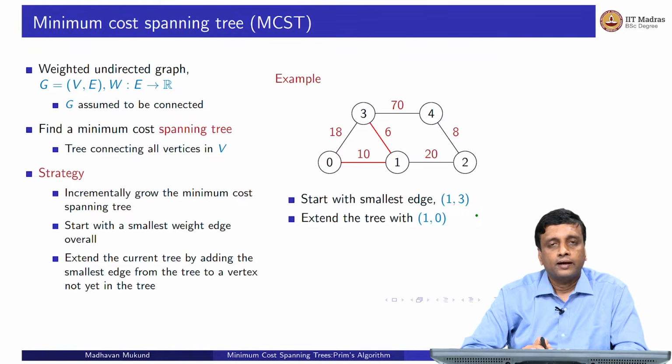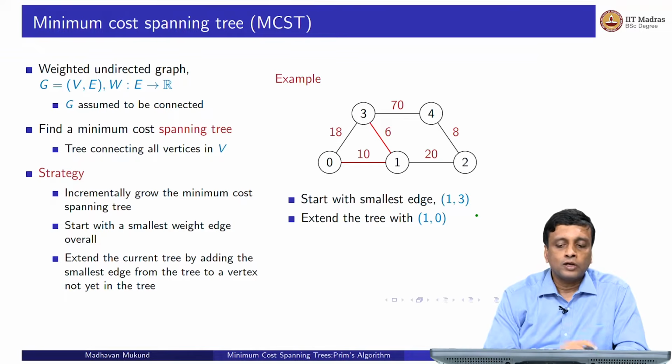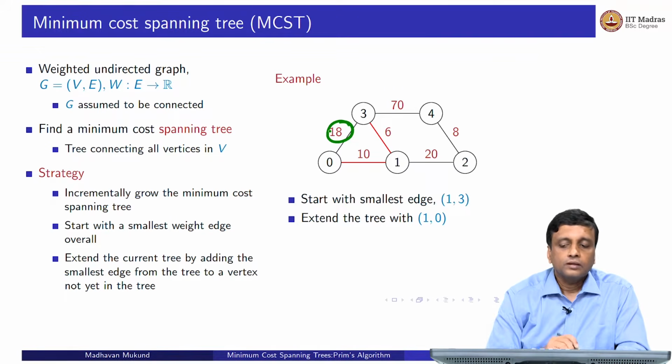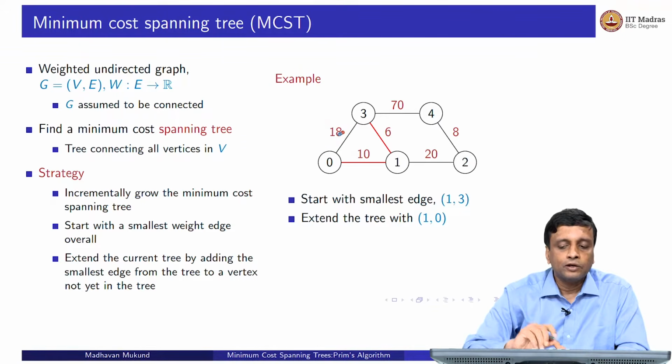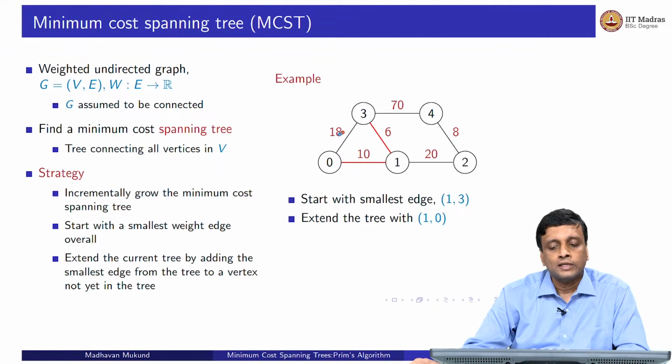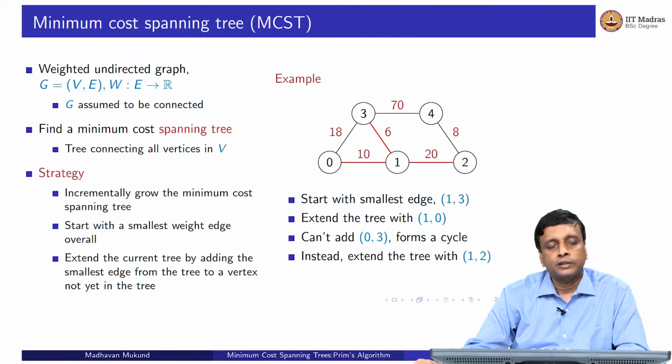So, now I have this. Now, among those which are connected, the smallest is 18. But if I add 18, I will end up creating a cycle. So, adding 18 will not allow me to keep this a tree. So, I cannot add that edge. The smallest edge I can add to keep it a tree is 20. And finally, now I have reached the point where I can add the edge 8. So, I can add that, and now I get this spanning tree.